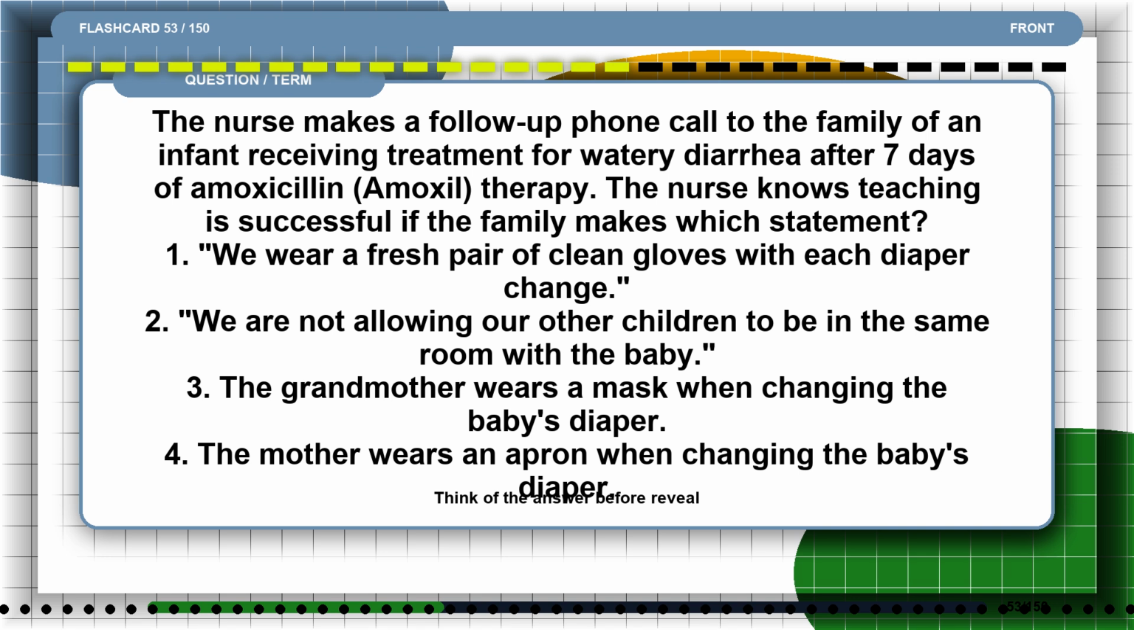1. We wear a fresh pair of clean gloves with each diaper change. 2. We are not allowing our other children to be in the same room with the baby. 3. The grandmother wears a mask when changing the baby's diaper. 4. The mother wears an apron when changing the baby's diaper. Think of the answer before the reveal.